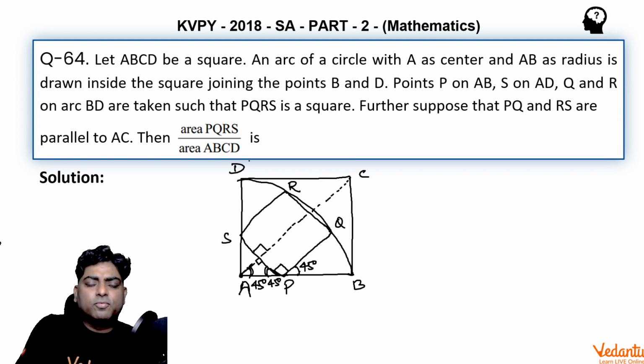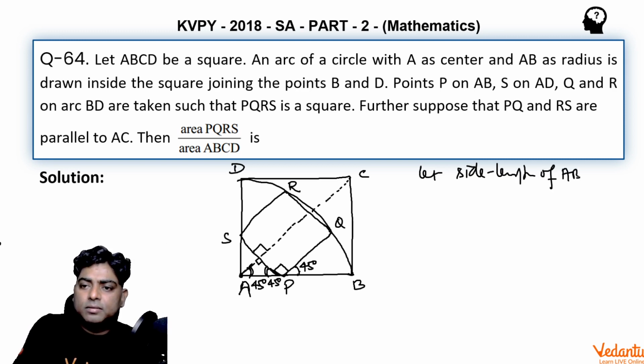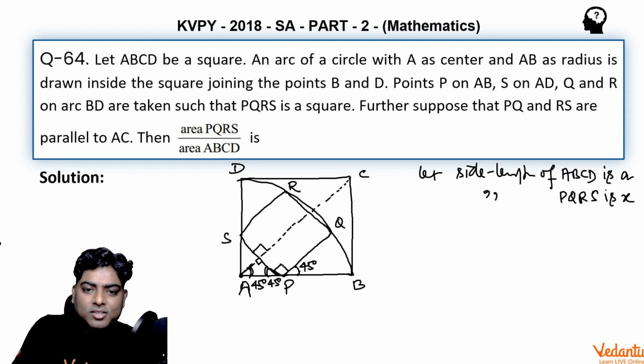Now what we have to find is the area of PQRS upon the area of ABCD. For that, let the side length of the bigger square ABCD be a, and that of PQRS be, suppose, x. So we need to find x square upon a square. How can we correlate them?